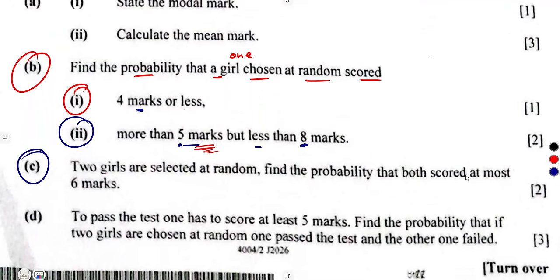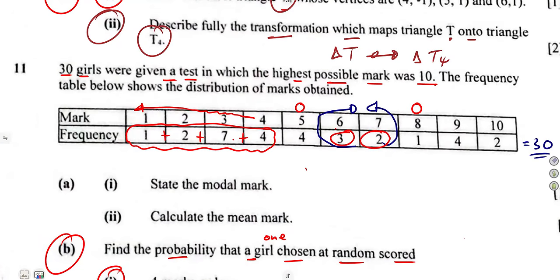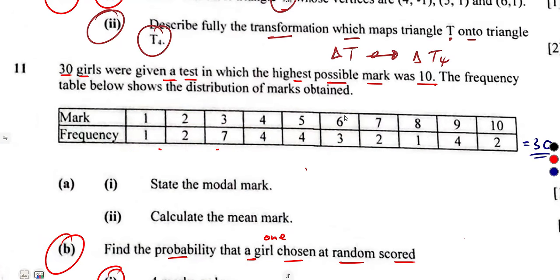Then item C, where 2 girls now are considered, all right? 2 girls are selected at random. Find the probability that both scored at most 6 marks. At most, it means you are limited to that value 6. So that's less than or equal to 6. So we need marks less than or equal to 6. From that 6, it is included, going down.